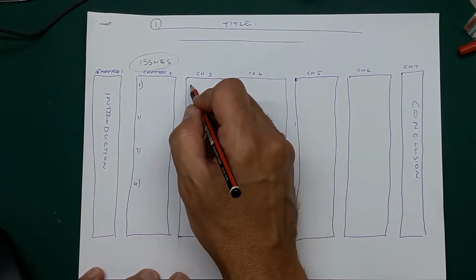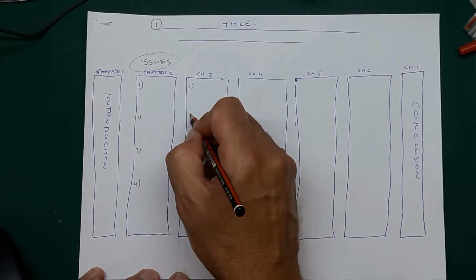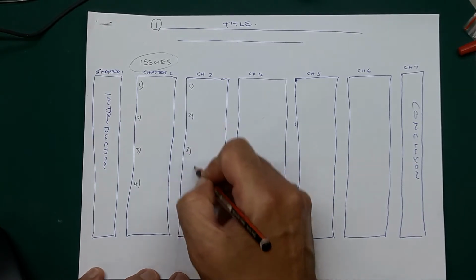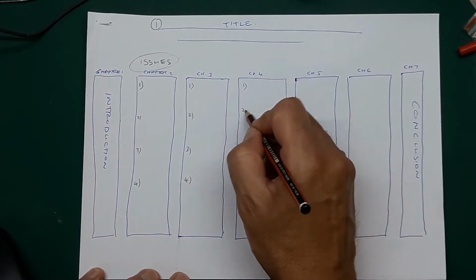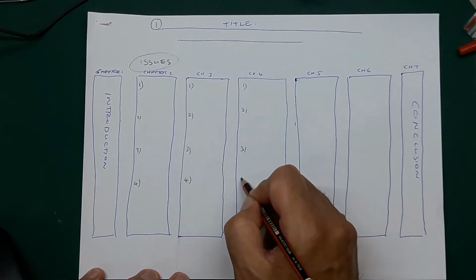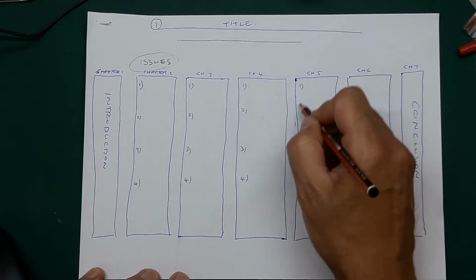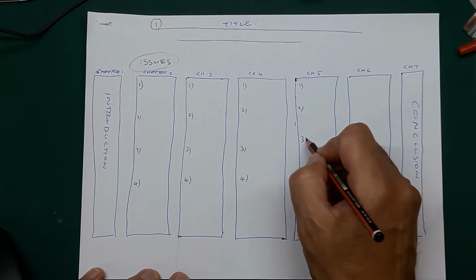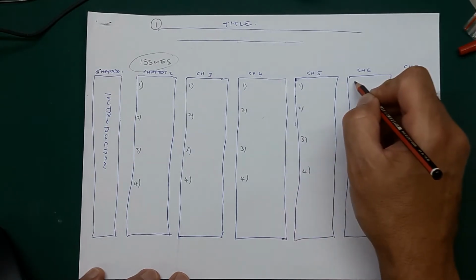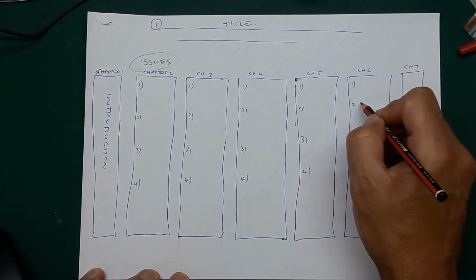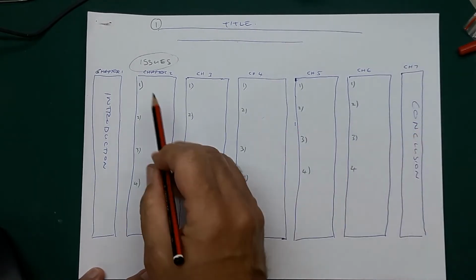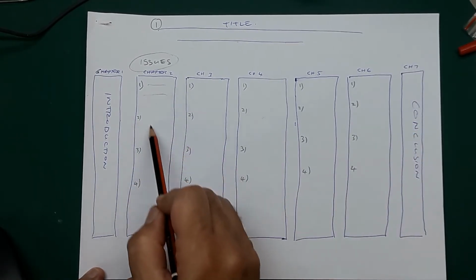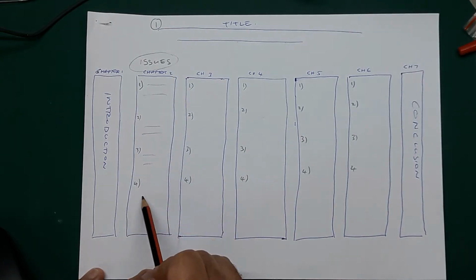The same thing goes for chapter 3. You'll have a maximum of 4 issues that you'll be discussing. The same goes for chapter 4, chapter 5, and chapter 6, if that is your second last chapter. Okay, so those are the issues, the short issues that you will be discussing.